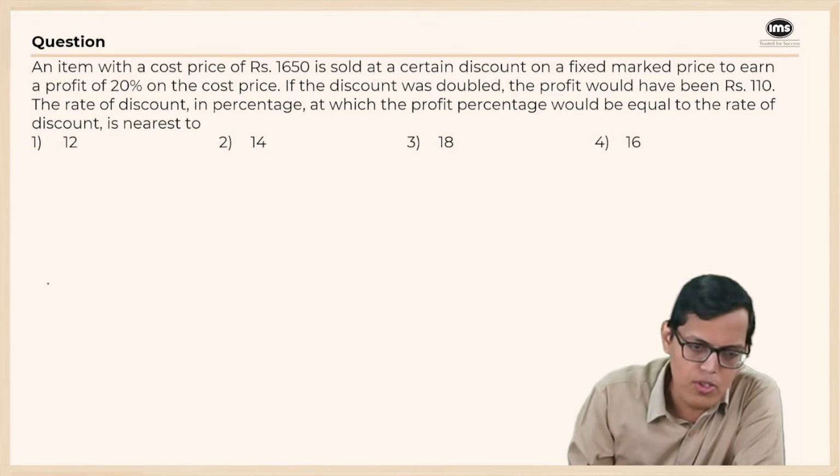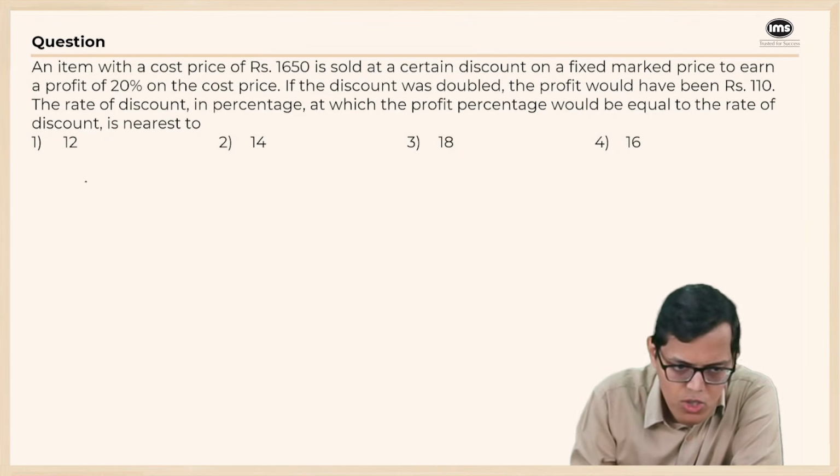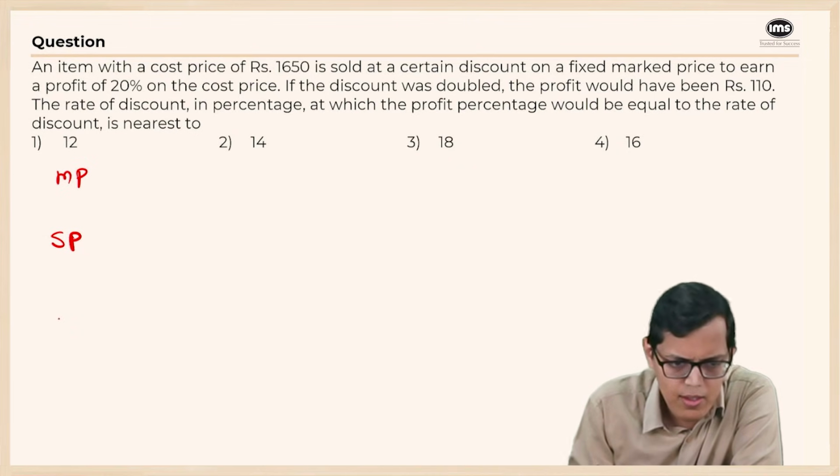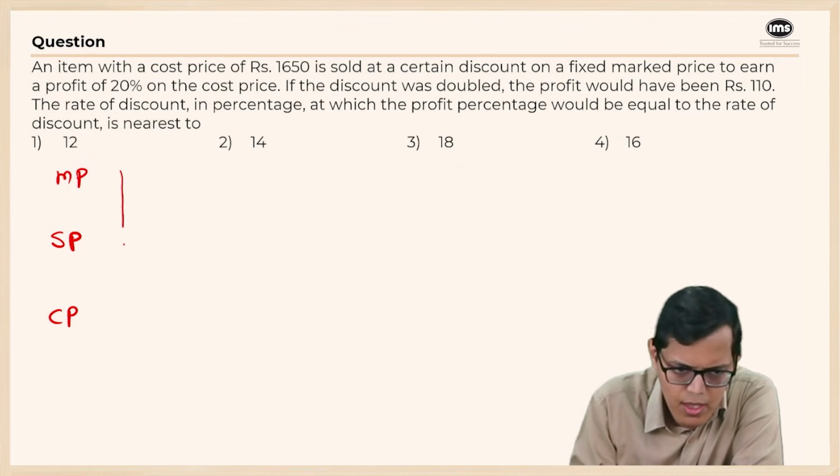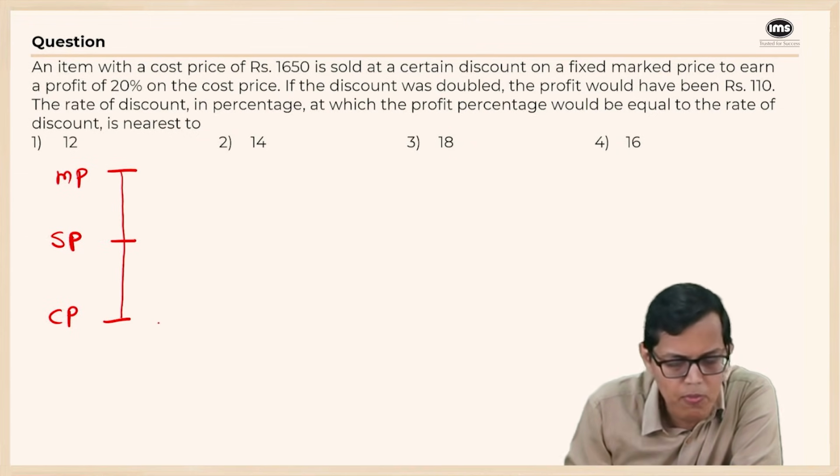So this is a question of CP, SP and MP. I would like to start with a scale where MP is right at the top, then after some gap SP is there, and then after some more gap CP is there at the bottom. Here is a scale. CP is at the bottom, MP at the top, SP somewhere in between.